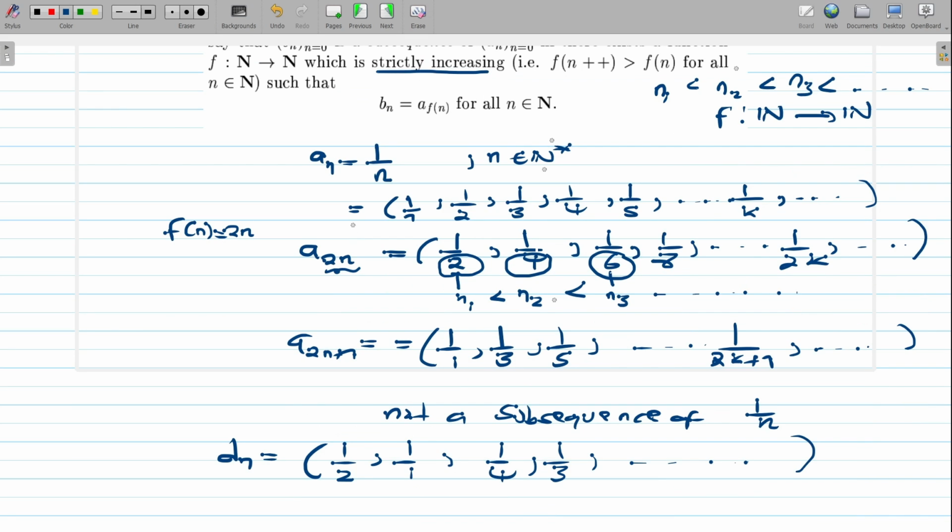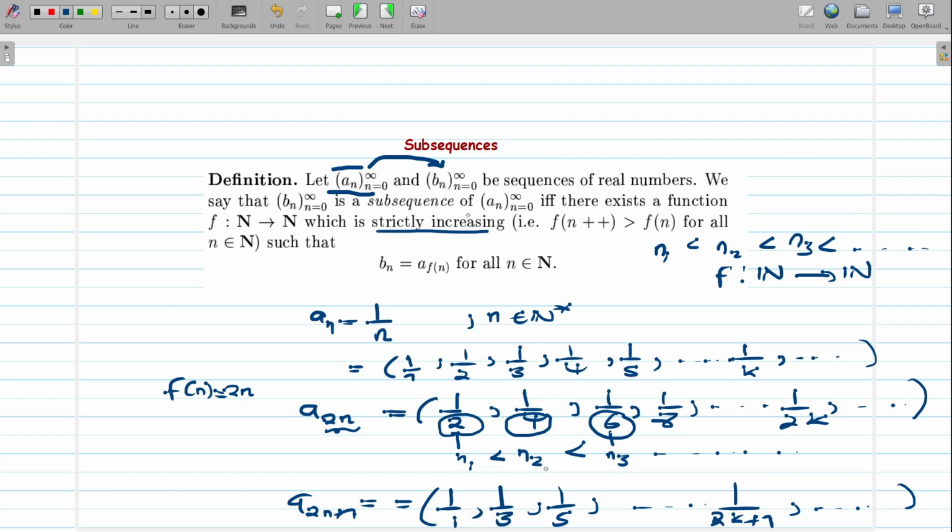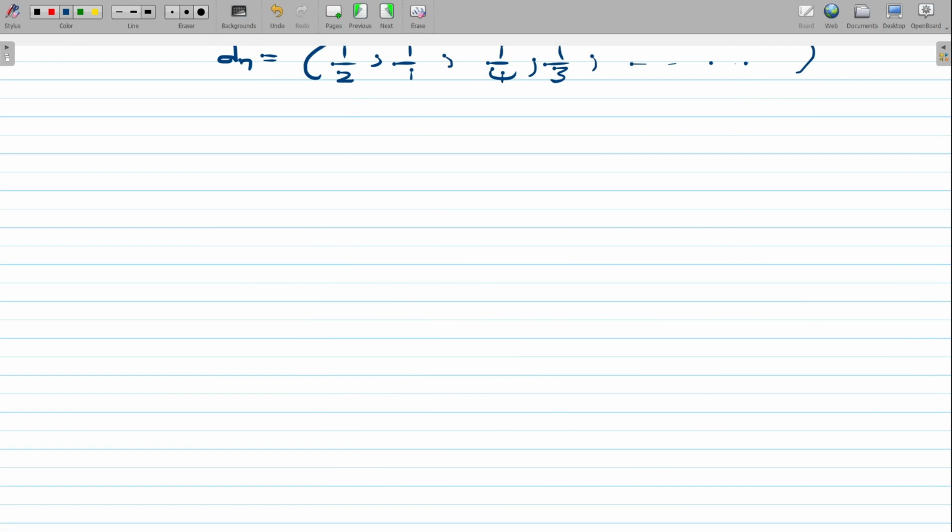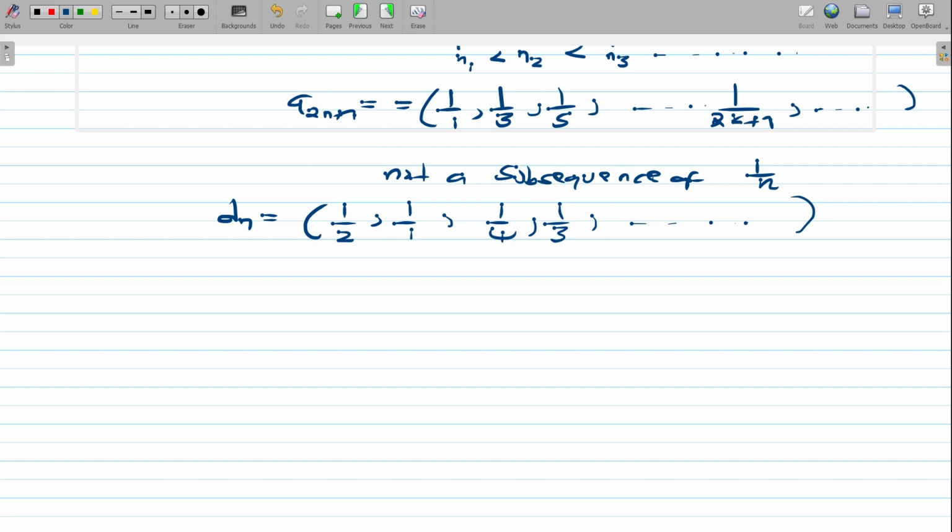So very important piece of information. And in fact, we can use subsequences to check if a particular sequence is going to be convergent or not. So if we can find two subsequences of some sequence a sub n, and if those two subsequences converge to different limits, then the sequence is not going to be a convergent sequence. Now let's give ourselves some example.